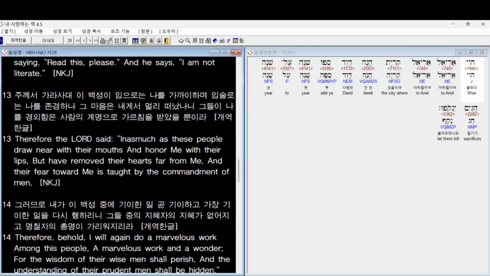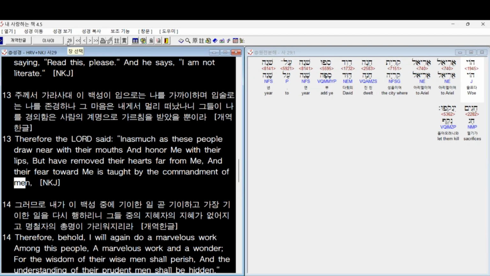They are not willing to accept and eat the little book. Even though they are eating, their stomach is bitter, they cannot complete the process. Their fear towards me is taught by the commandment of man, mixed knowledge.